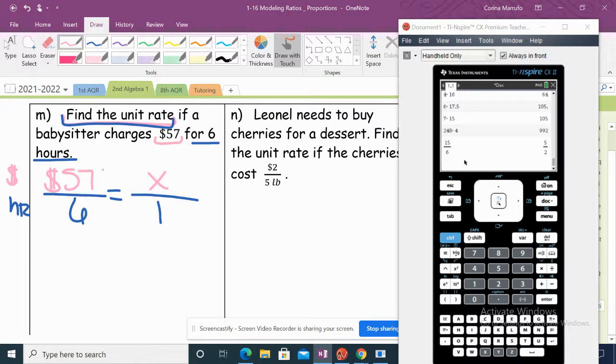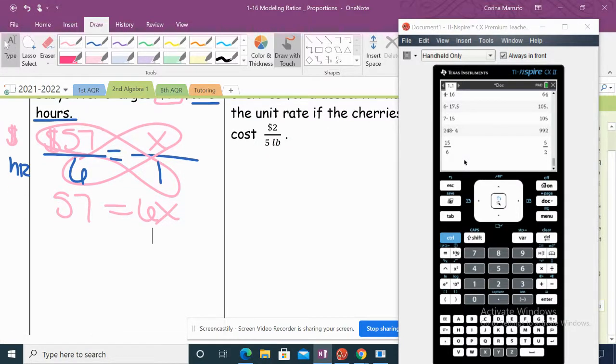And then we're going to cross multiply. So we multiply 57 times 1 is 57. And then we multiply 6 times x is 6x. And then we just got to solve for x. So what do we do to solve for x? Divide by 6 again. What we do to one side, we have to do to the other side. So if we do 57 divided by 6, it gives us 19 over 2.